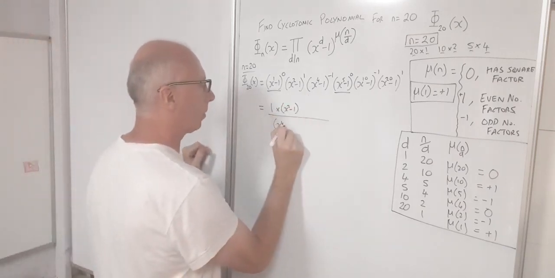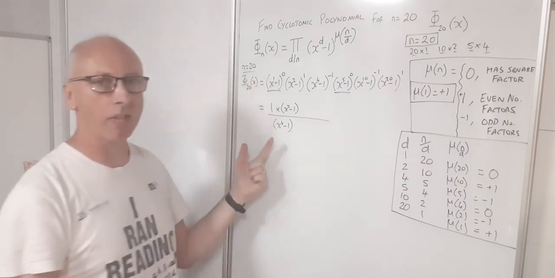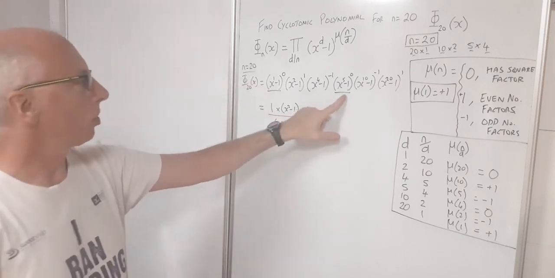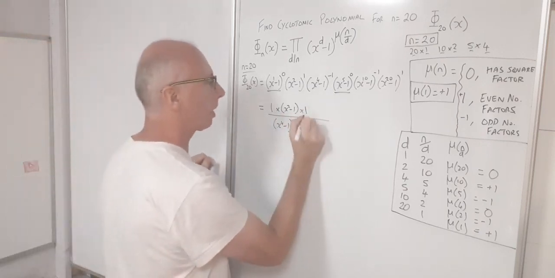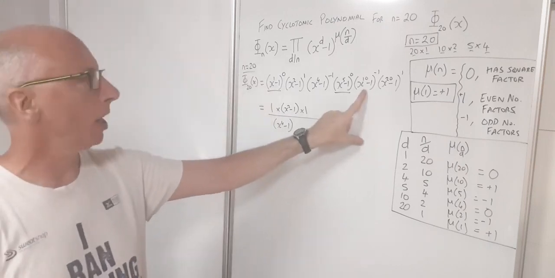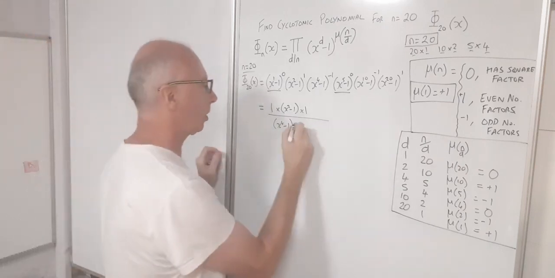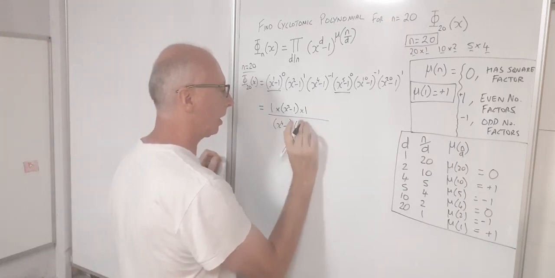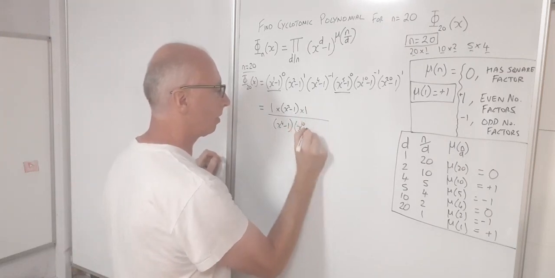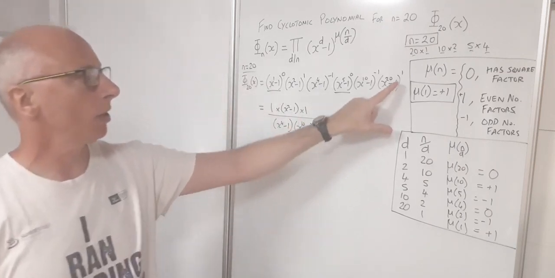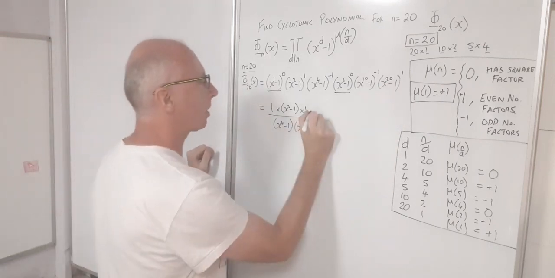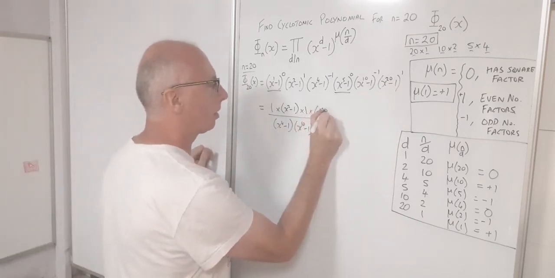So I've got x to the 4 minus 1, so that can stay like that. This is just another 1, so that's another times 1. X to the 10 minus 1, because it's to the power of -1, that will go down to the bottom in the denominator. So x to the 10 minus 1. And this one's +1, so that's x to the 20 minus 1.